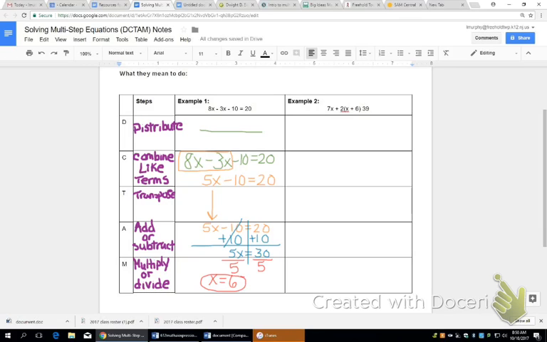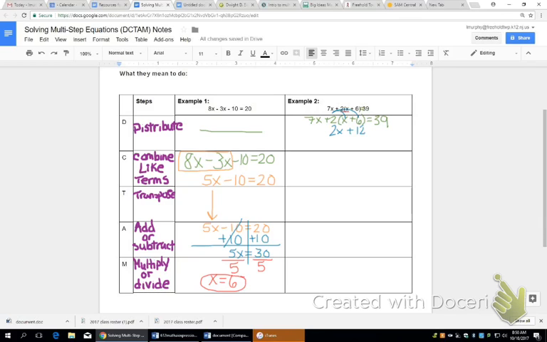Moving on to example number 2, we do have the distributive property in this problem. So we'll write out 7x plus 2 times the sum of x plus 6. Oh, that should say equals. So that equals 39, because this is an equation, so equations have to have equal signs. So equals 39. So we said our first step is distributing. So I will distribute 2 to both of the terms inside those parentheses.